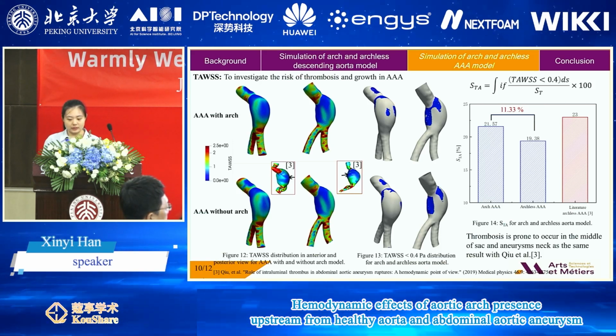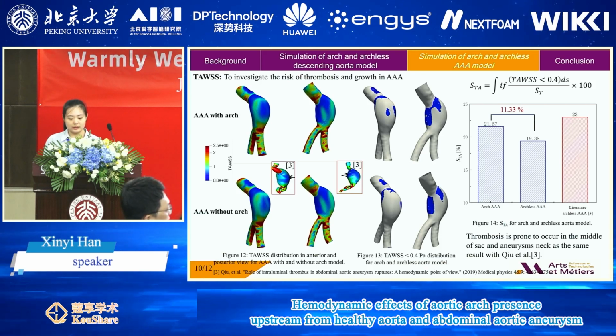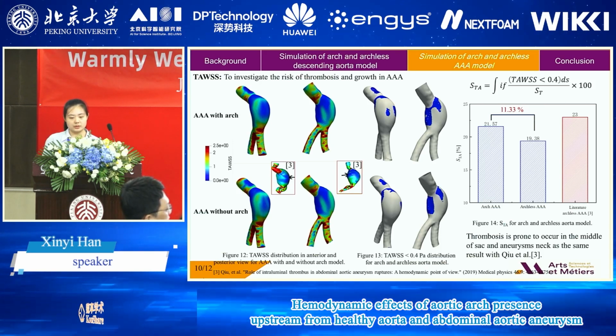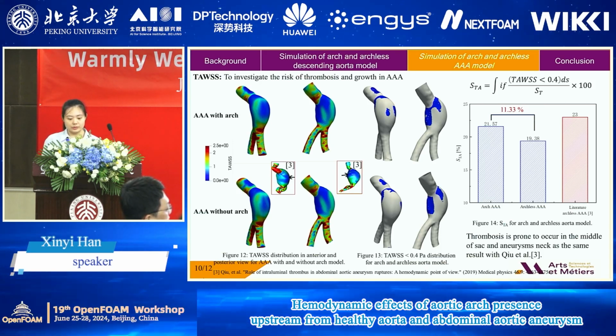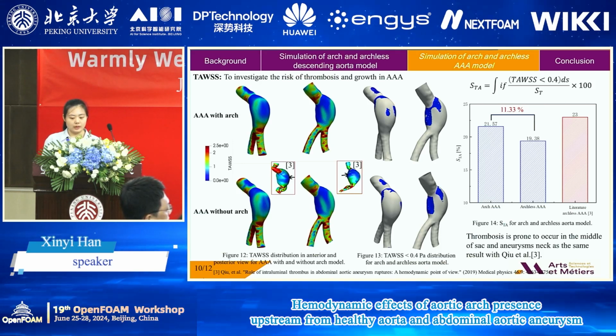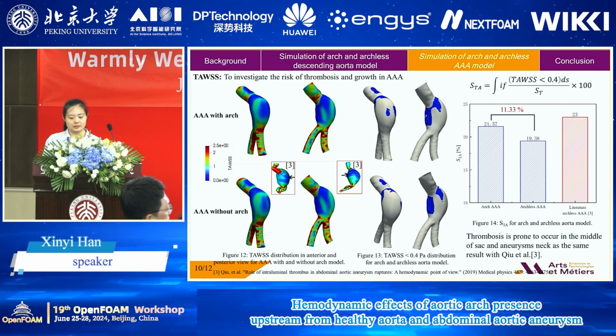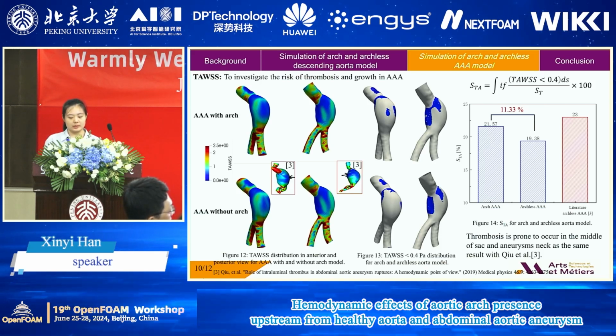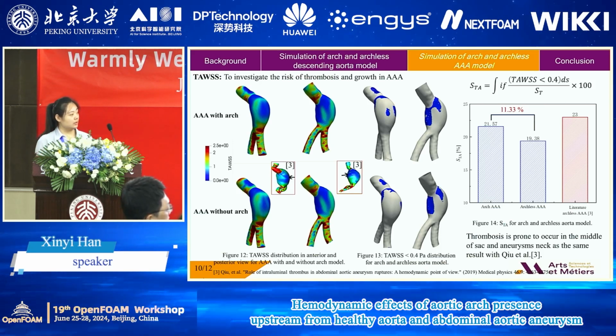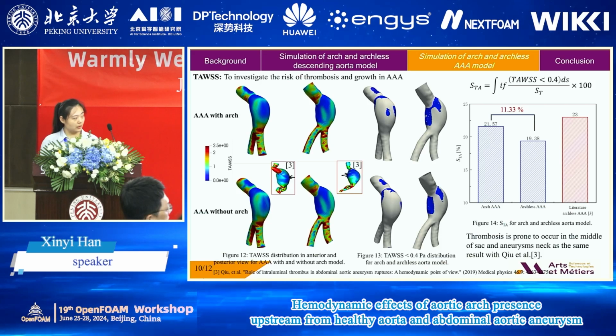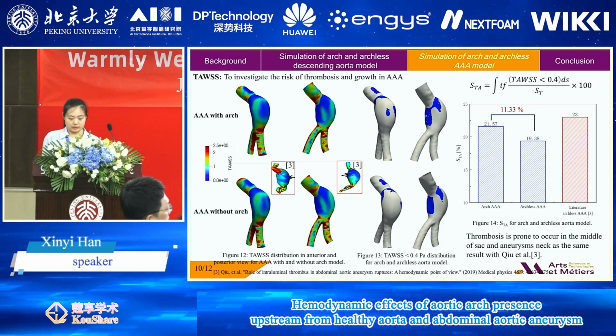And the last red value and the figure in red box are the verification from the reference literature. The thrombosis is prone to occur in the middle of sac and around the aneurysm neck, with the same result with the reference literature.